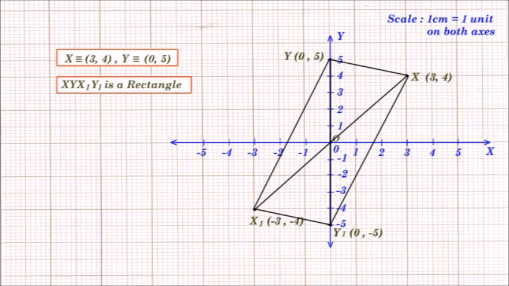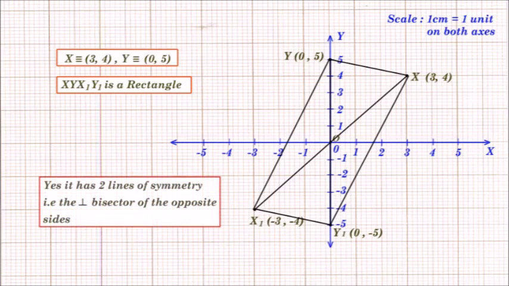Now in this question, we are also told to state with reason if this figure has any lines of symmetry. Now we've got this figure as a rectangle, and we know that a rectangle has two lines of symmetry, that is, the perpendicular bisectors of the opposite sides. So this figure will have two lines of symmetry.